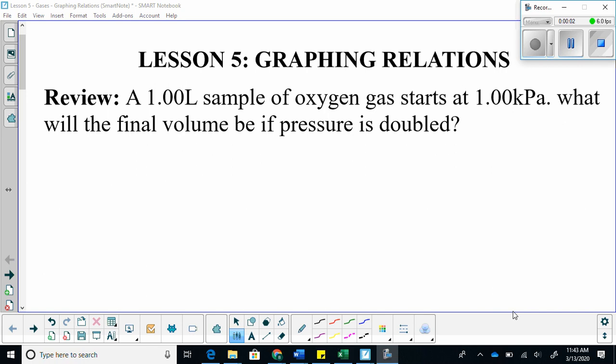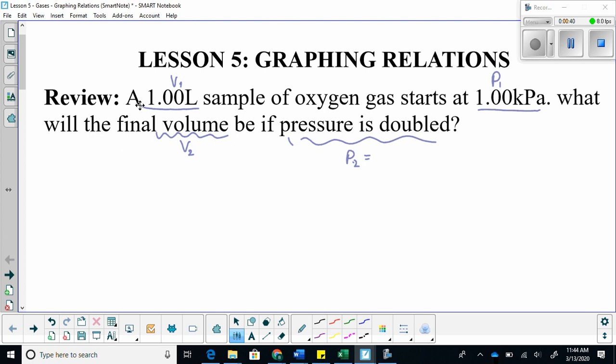Relationship. Before we get into that, let's do a little bit of a review with this problem. I want us to state what law we are using and what will happen to the final volume if pressure is doubled. So we have a 1 liter sample of gas, and a P1, with the final volume we are looking for, V2, and it's telling us if pressure is doubled. So P2 is equal to 2 times P1.